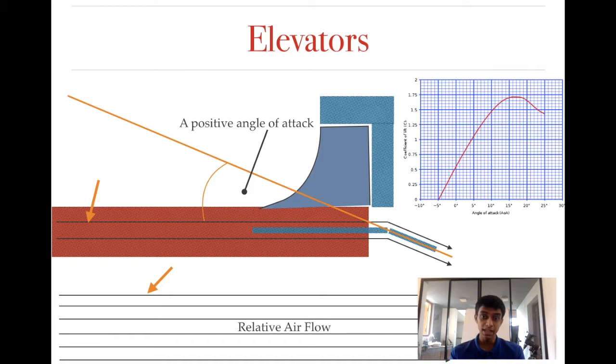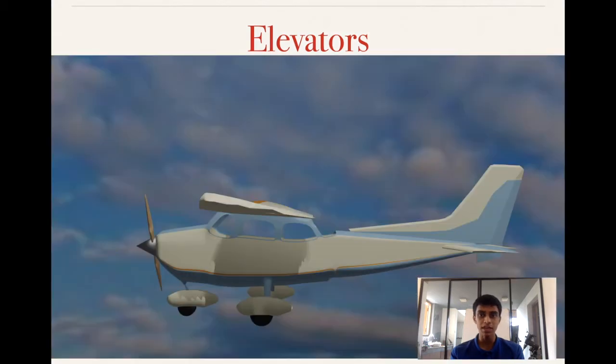Now this means, the elevator is attached to the horizontal stabilizer, right? And the horizontal stabilizer is attached to the back of the plane. So this means when the elevator tries to move upwards, the entire back of the plane will try to move upwards, meaning that the plane will try to move downwards. So this is essentially what the elevator does.